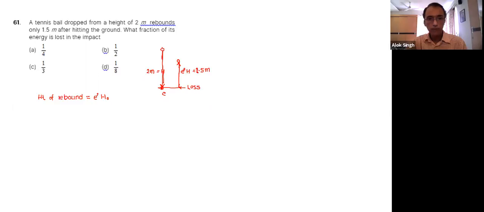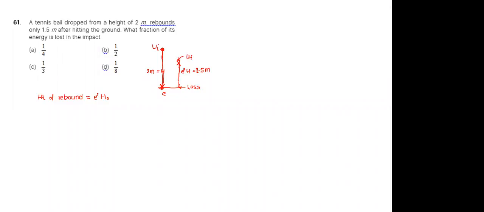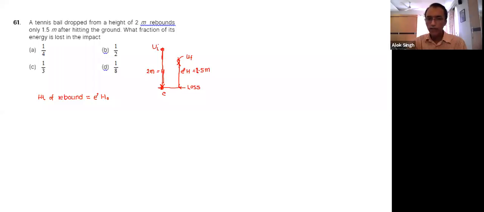Can I take, from here to here, anywhere the energy is constant? Can I take this energy as initial energy and this point as final energy? Anywhere in this way. When it is falling, we have done conservation of mechanical energy, so whatever point I take, the energy will be the same as at this point. To calculate the loss of energy, I need to know the energy of the ball just before the impact and just after the impact. The energy just before the impact is the same as the energy here, and the energy just after the impact is the same as the energy at this point.